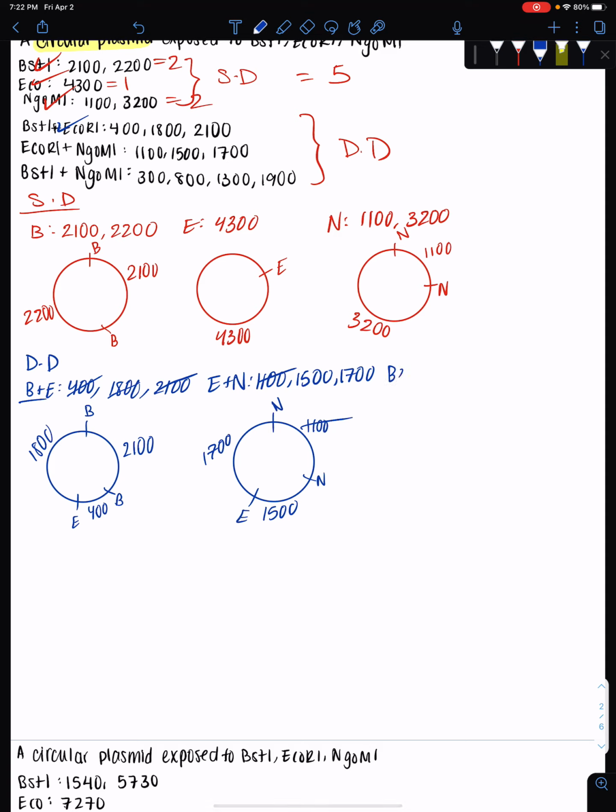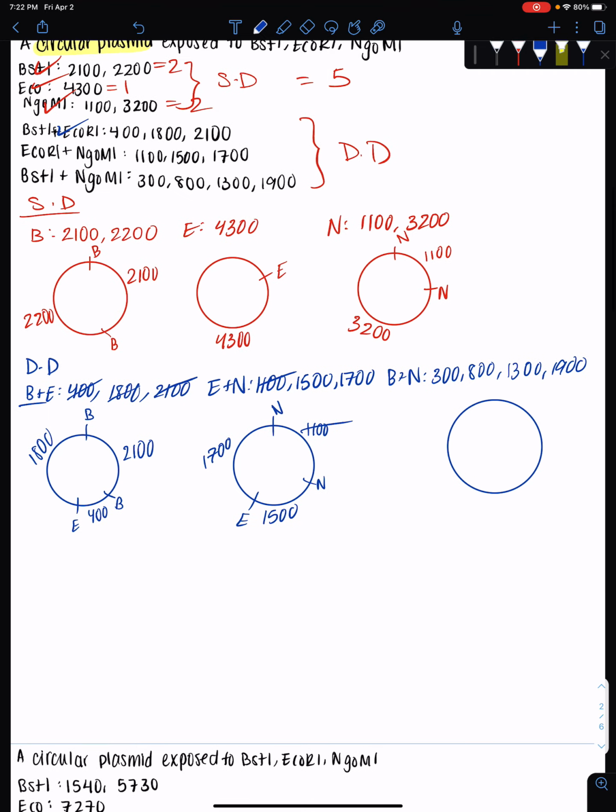Next, we're going to do B and N. Together, these have 4 fragments, and that makes sense because N makes 2 fragments and B makes 2 fragments. All right, so let's draw a circle. So for this, you could use either a single digest since both of them have 2 cuts. So I'm going to use N since it's a little closer. So I'm just going to draw it onto this new one. So there was a cut right here and a cut right here. This area is worth 1100 and this area is worth 3200.